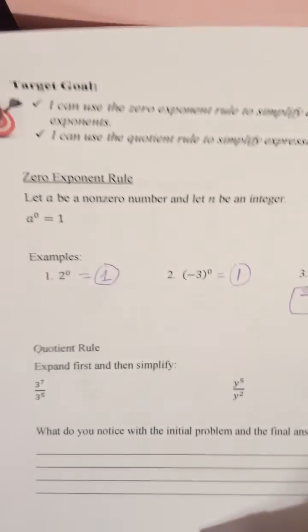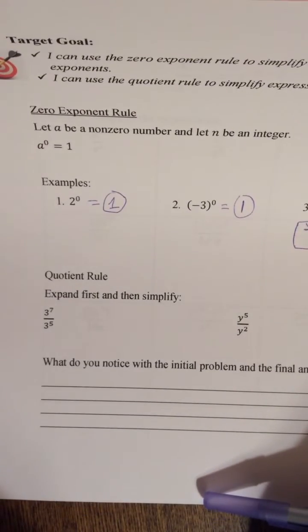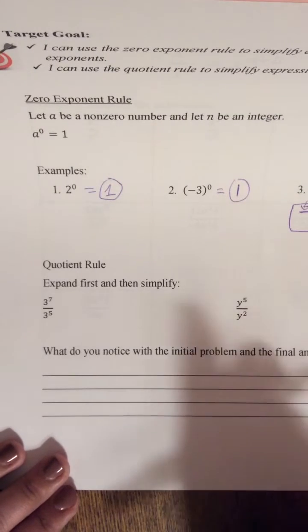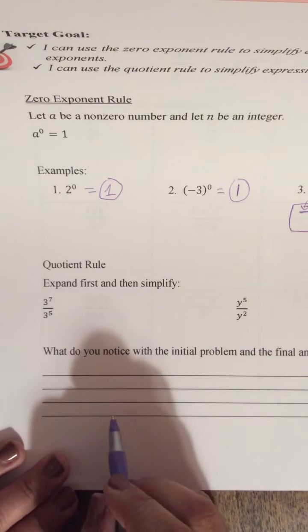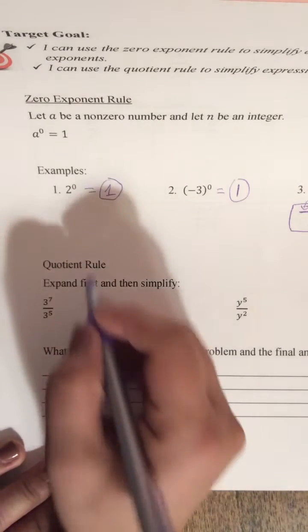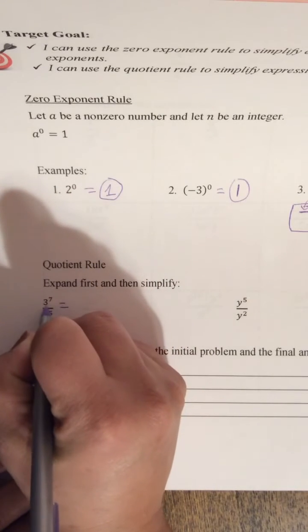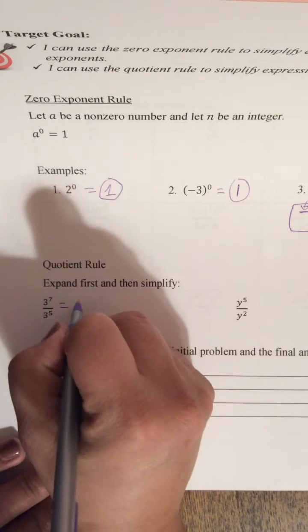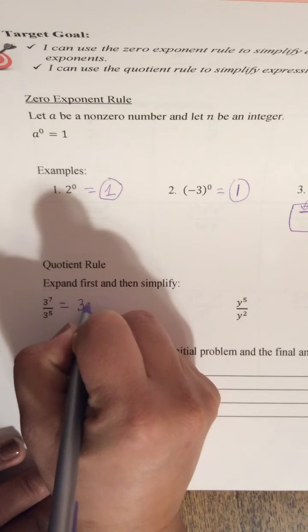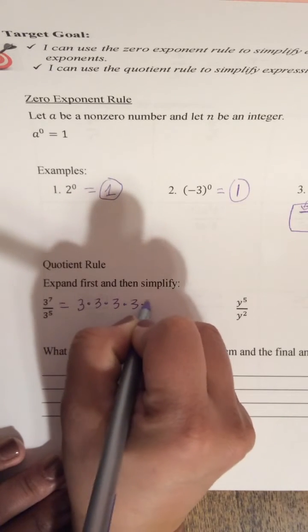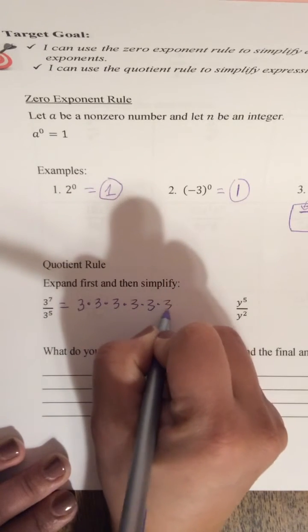Let's take a look at the quotient rule. Before we actually go into the quotient rule, we're going to expand first and then simplify. I want you to see it the long way so that you can actually appreciate the rule. So we have the base 3 to the 7 power, which means you're multiplying the 3 seven times. So we're going to do 3 times 3 times 3 times 3 times 3 times 3.